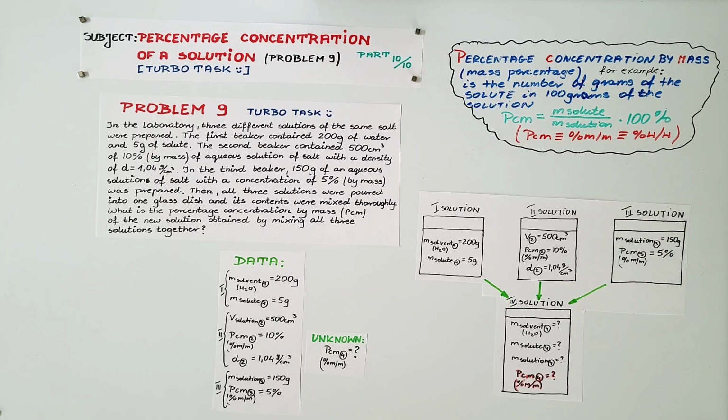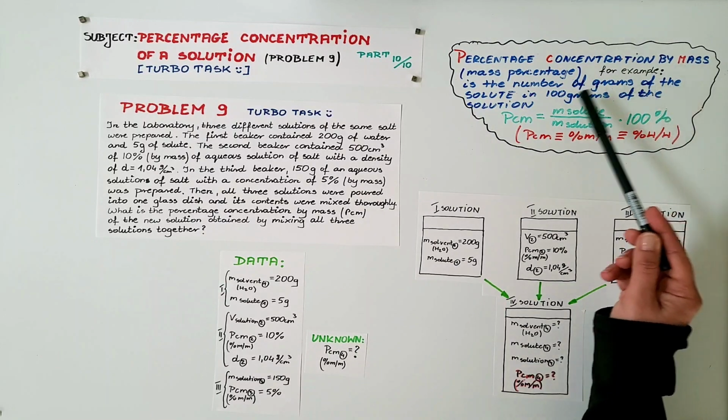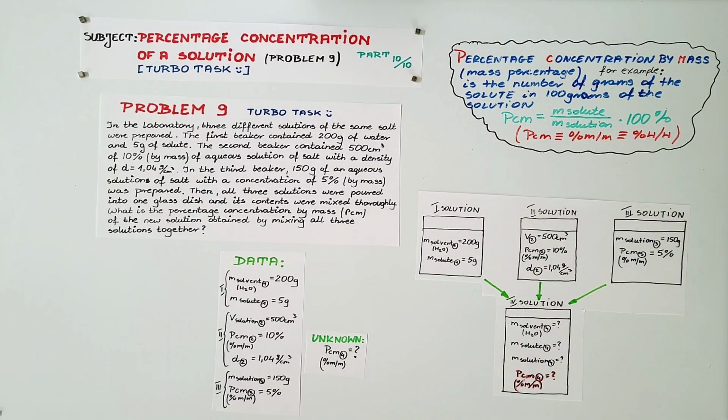As we know, the percentage concentration by mass is the number of grams of the solute in 100 grams of solution. In the task, we need to calculate the percentage concentration by mass of the final solution that will be obtained by mixing the 3 other solutions. So to calculate the percentage concentration of the final solution, we have to find the mass of each solution and the mass of solute contained in every solution.